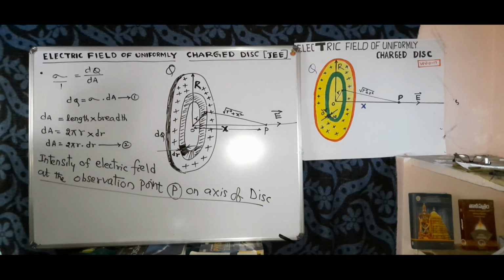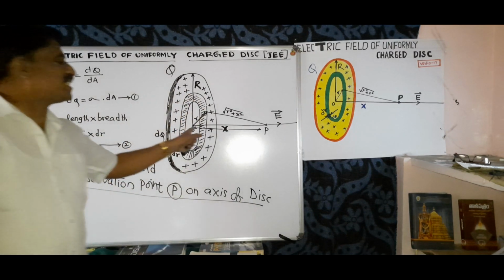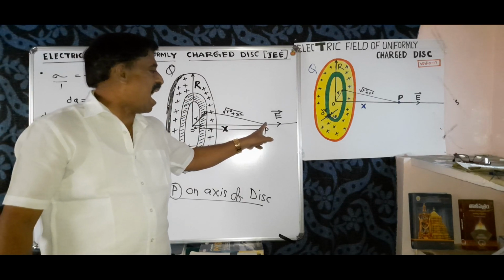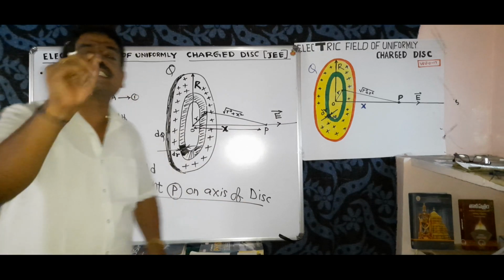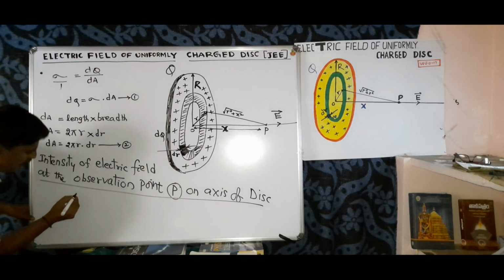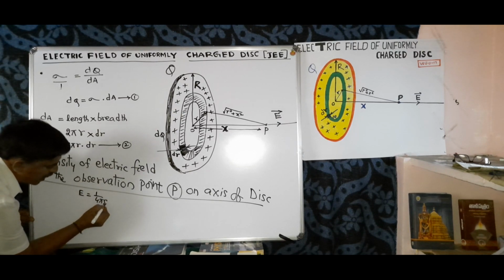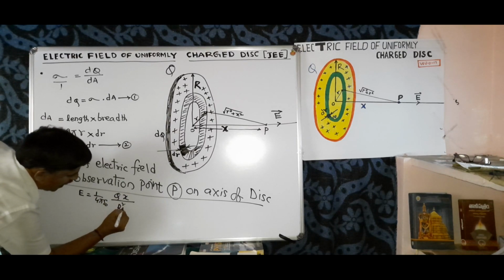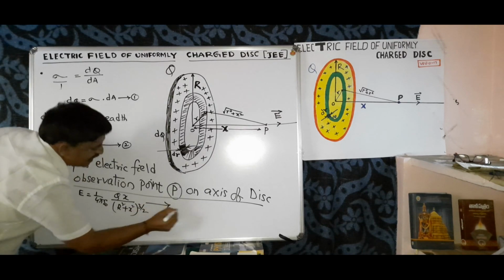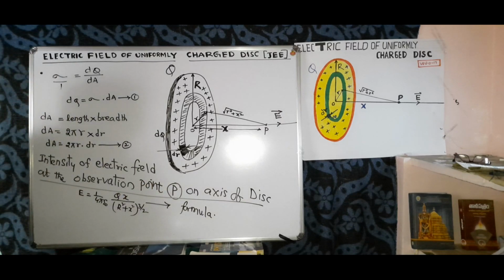We know one formula. This is the charged ring. It produces some electric field at the observation point P, which is on the axis, that is given by the formula E is equal to 1 by 4 pi epsilon naught, Q x by (R square plus x square) whole power 3 by 2. This is a formula only.